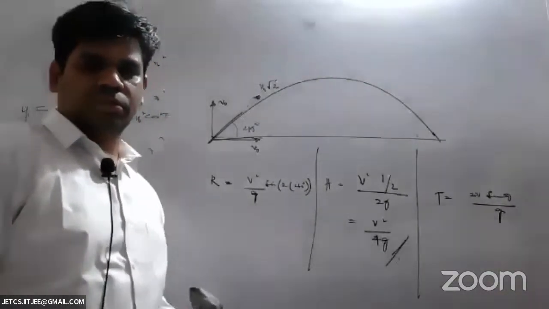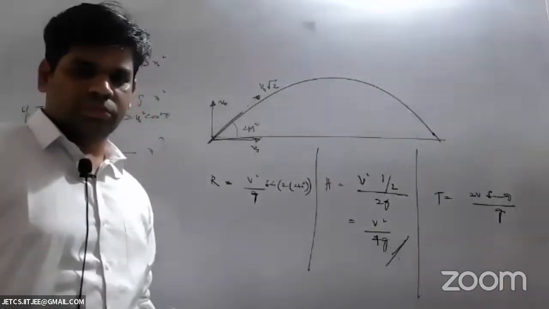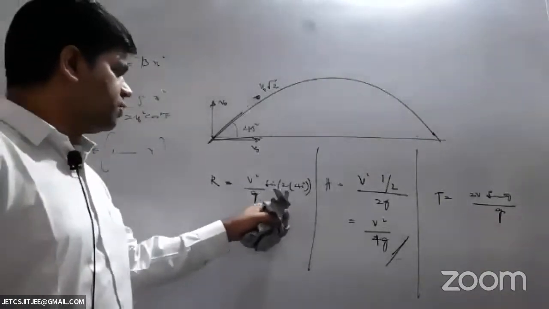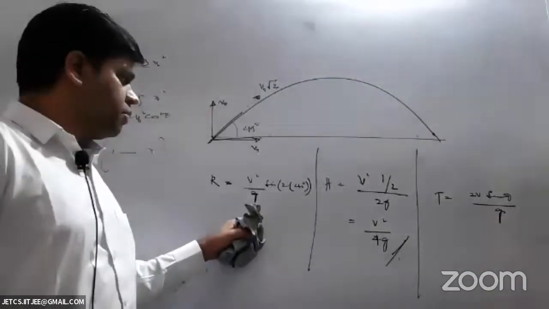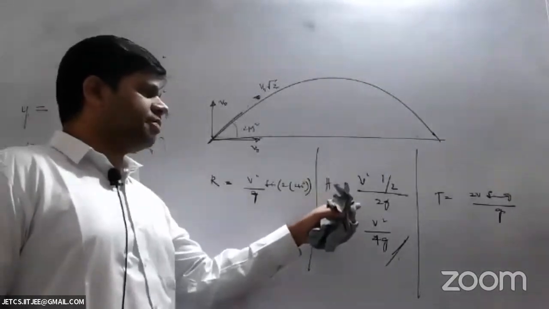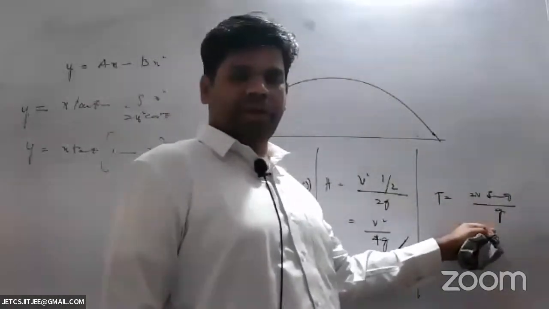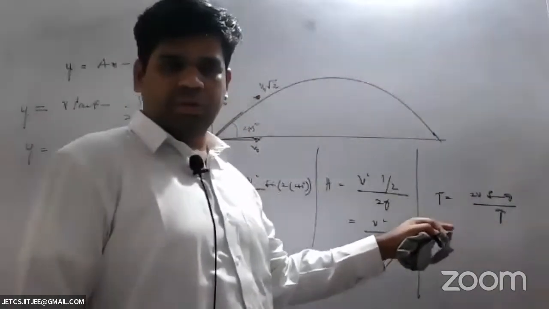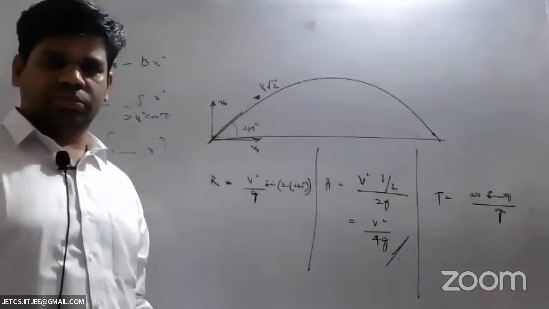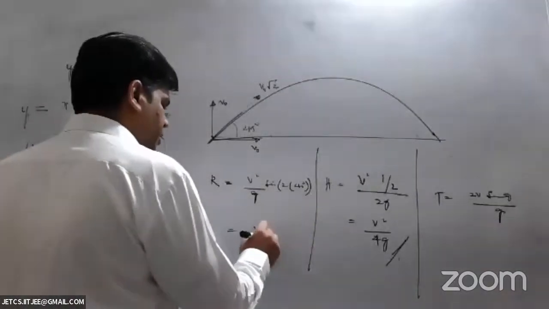So I think the range formula is v naught square sine 2 theta by g. Maximum height formula is v naught square sine square theta by 2g. Time of flight formula is 2v naught sine theta by g. So sine 2 theta, that becomes v naught square by g.